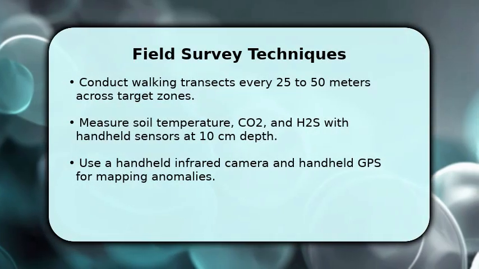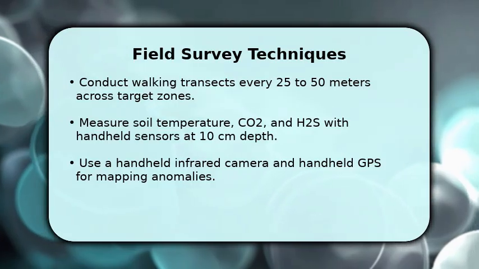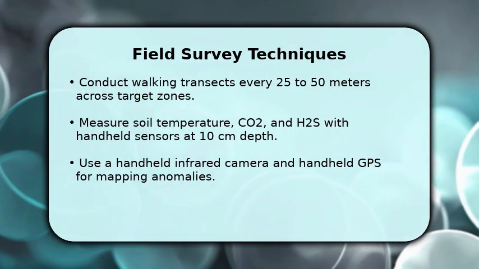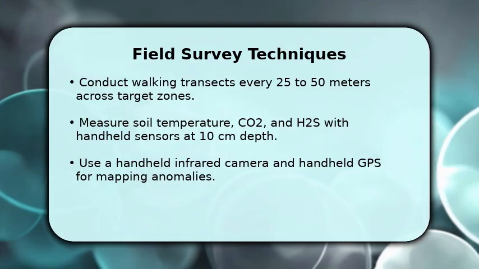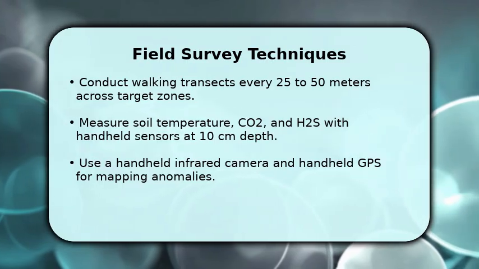Begin ground truthing with systematic walking transects spaced 25 to 50 meters apart. Record GPS tracks using a handheld unit with 5-meter accuracy or better. Measure soil temperature and gas concentrations at 10 centimeters depth using portable sensors.